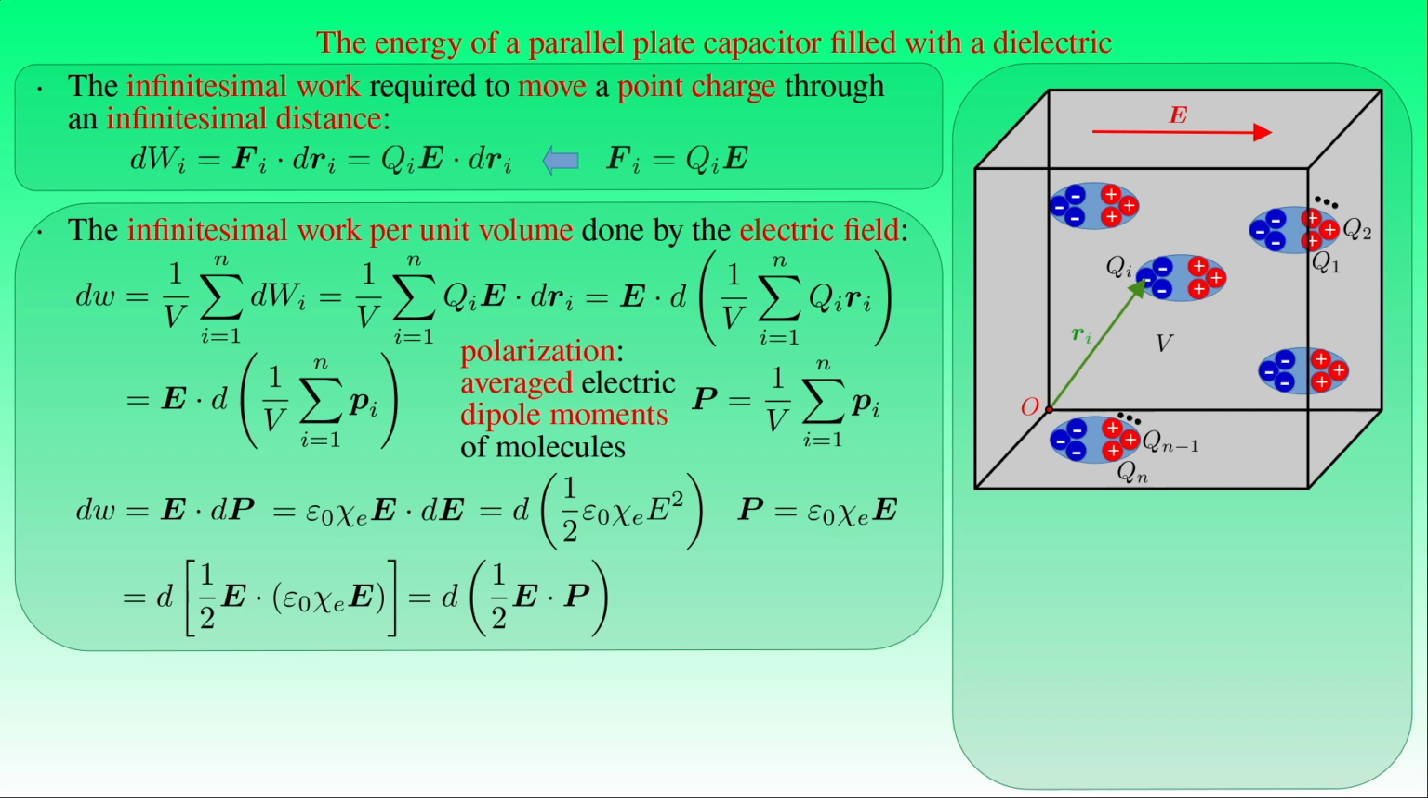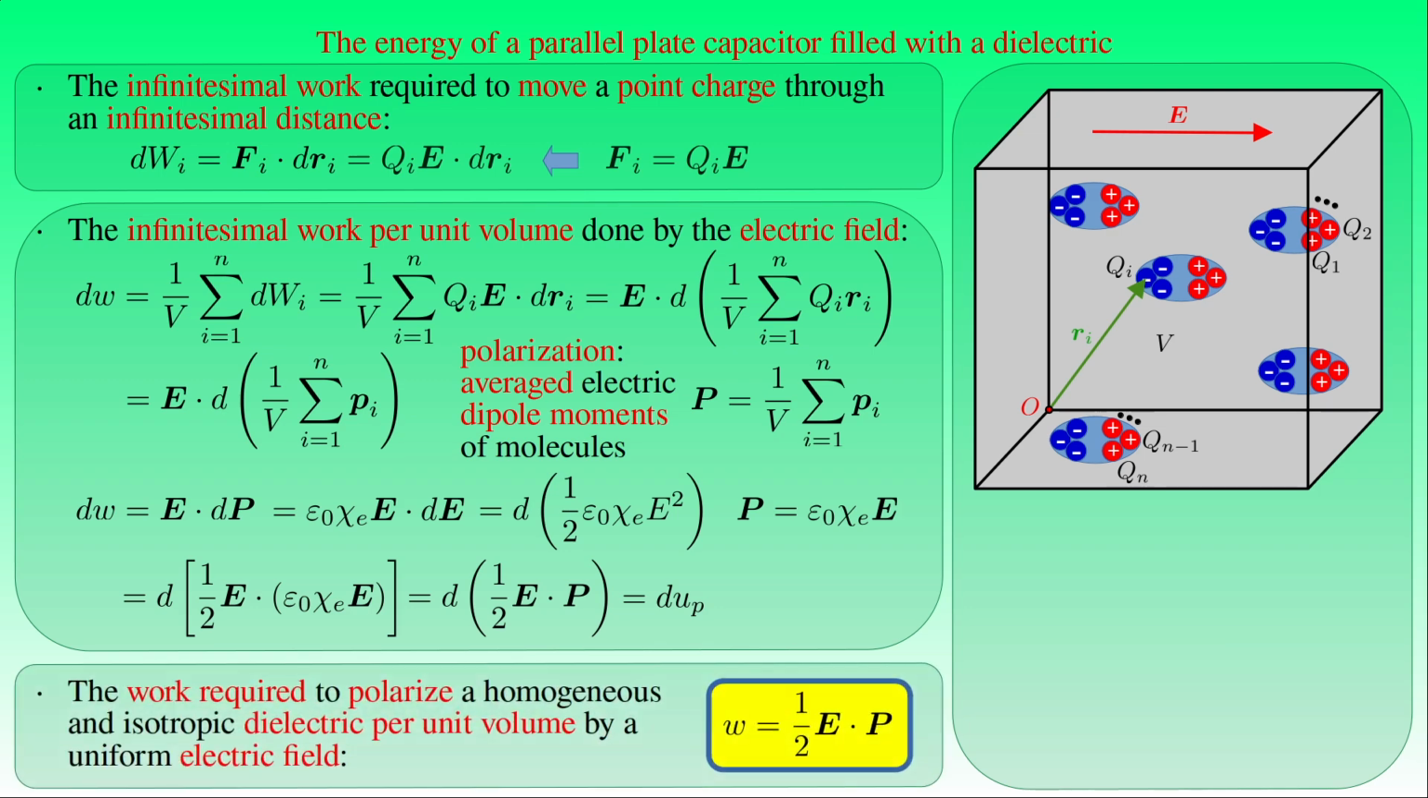If we compare this result with the definition of the energy density UP, we can see that the latter is equal to dW, that is the infinitesimal work per unit volume. If we integrate this expression, we obtain the work W required to polarize the dielectric per unit volume, which is equal to 1 over 2 times the dot product of the field strength E and the polarization P. Then we prove that this work per unit volume is equal to the energy density UP defined by the difference between the total energy density of the charged capacitor and the energy density of the electric field produced by the free charges on its plates.